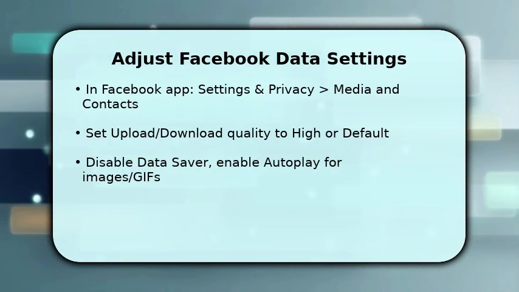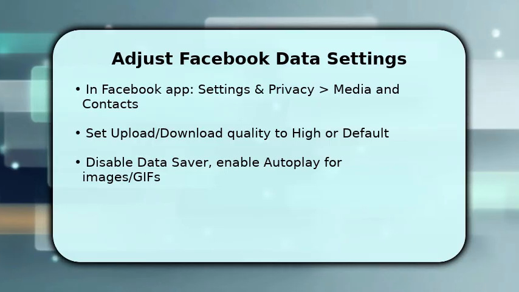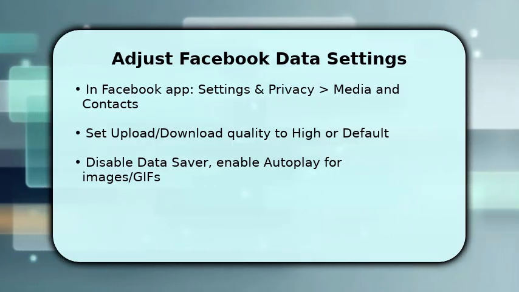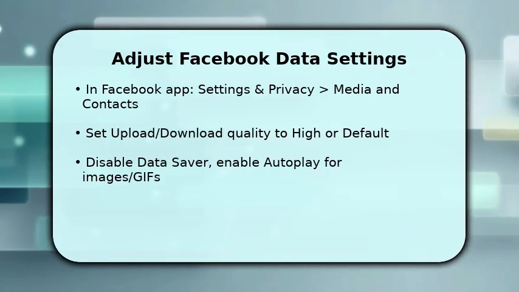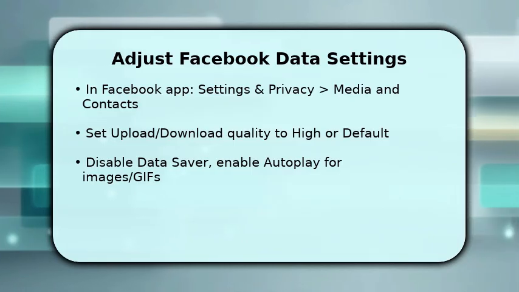Now you adjust Facebook's own controls so photos actually show. Open the Facebook app, go to Settings and Privacy, then Media and Contacts. Here set photo quality to high or default so images aren't blocked or overly compressed. Once done, turn off Data Saver and permit autoplay for images and GIF so thumbnails expand into full pictures.